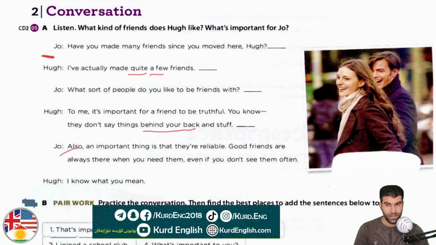Also, an important thing is that they're reliable.